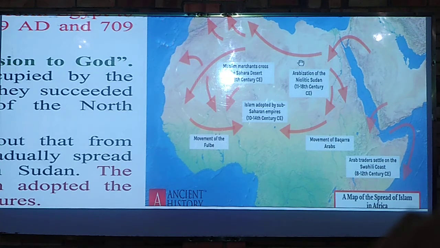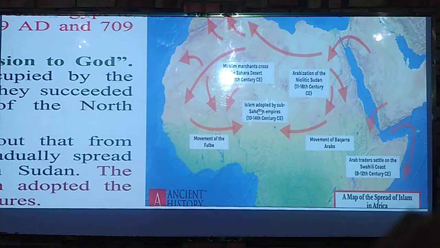So that is North Africa. From here they conquered North Africa, and then Muslim merchants crossed the Sahara Desert. So you realize that in the trans-Saharan trade, the Muslim merchants moved from North Africa and brought it to West Africa. And here Islam was adopted by the Sub-Saharan empires.